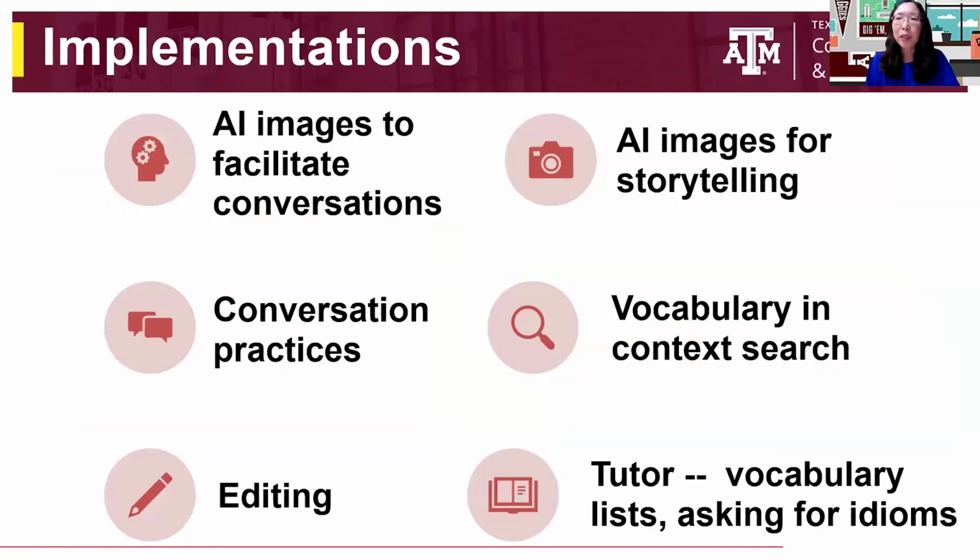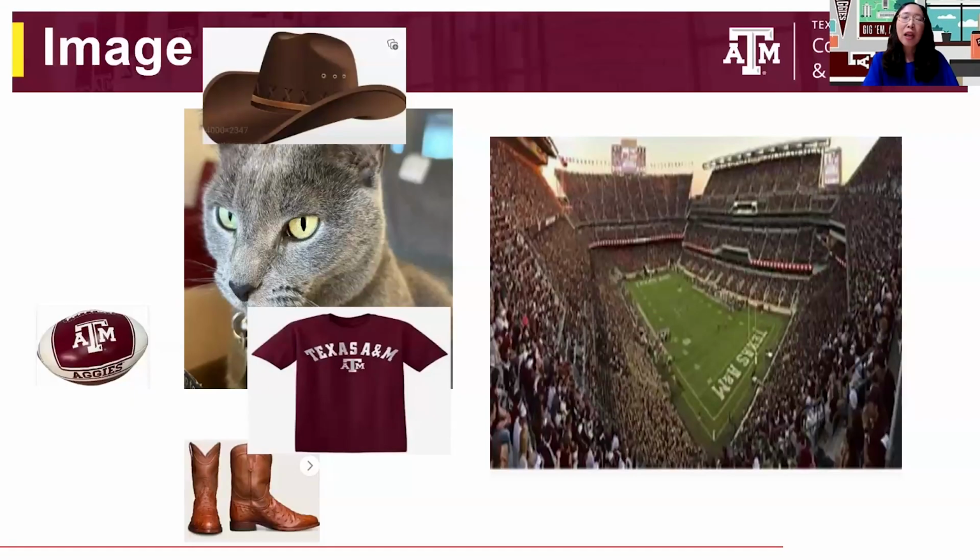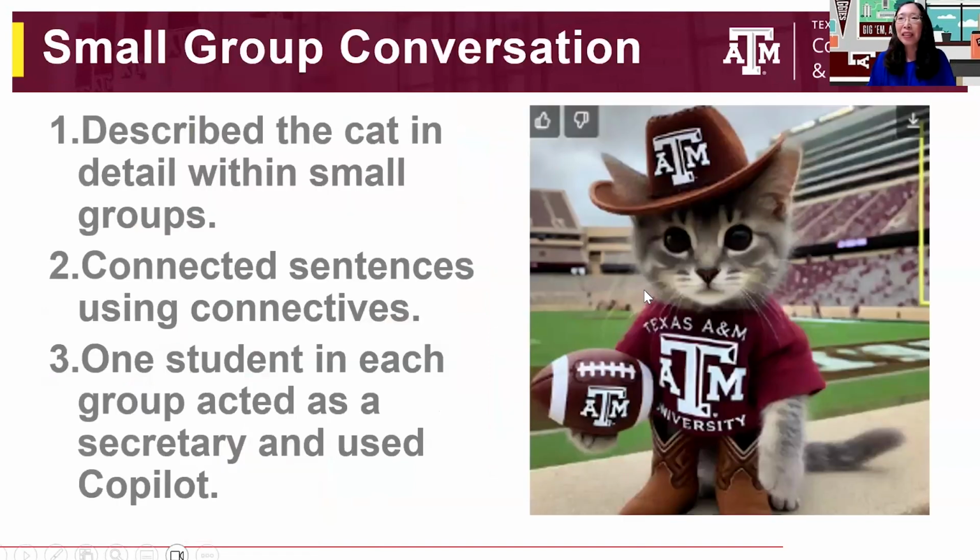These were my implementations. The first example was the use of AI images. As a warm-up activity, I created an image of my cat wearing a Texas A&M outfit going to Kyle Field. So I tried to generate an image, something like this. And then after doing my best, that was my work.